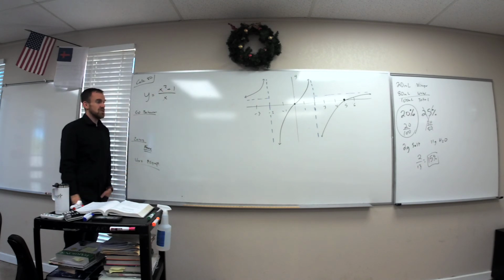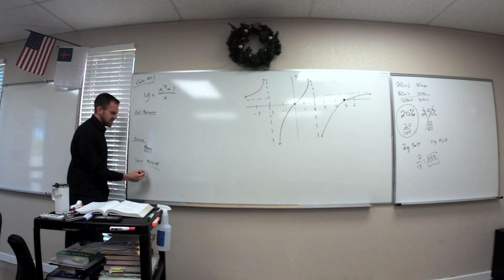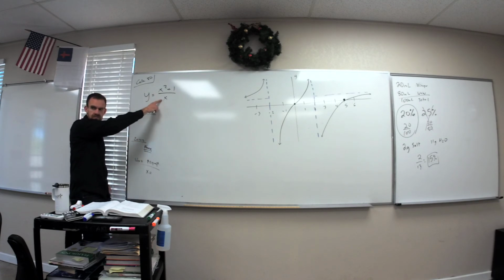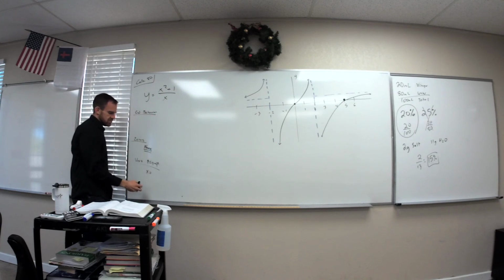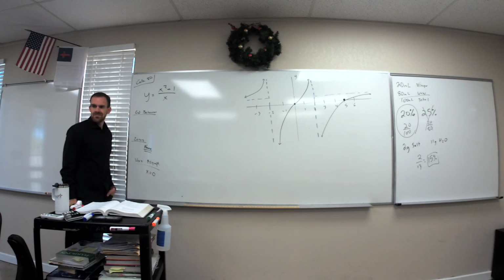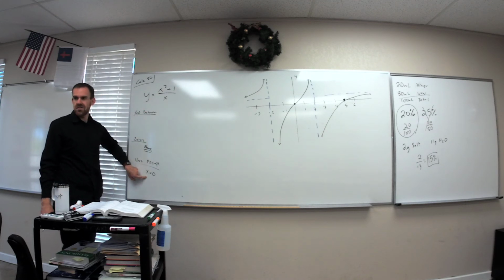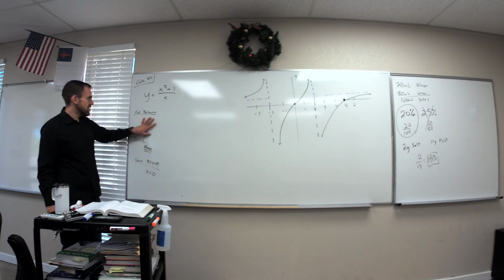What about our vertical asymptotes? What makes the bottom 0, Israel? X equals? When is the bottom 0? When x equals 0, because this part will be 0 if x is 0. Okay. Now, let's get to the hard part.